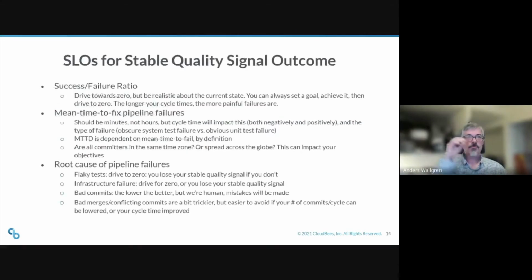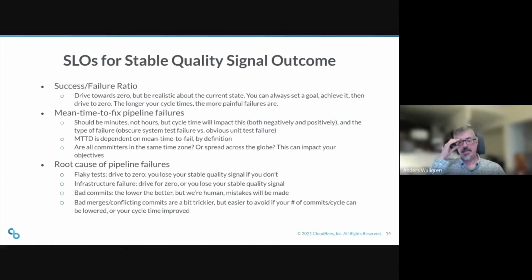So then I've broken the service level objectives into one slide for each of the outcomes that we want to drive. And under the outcome of stable quality signal, under the success failure ratio indicator, really here what we want to do ideally, of course, is drive to 0. But be realistic about your current state, right?